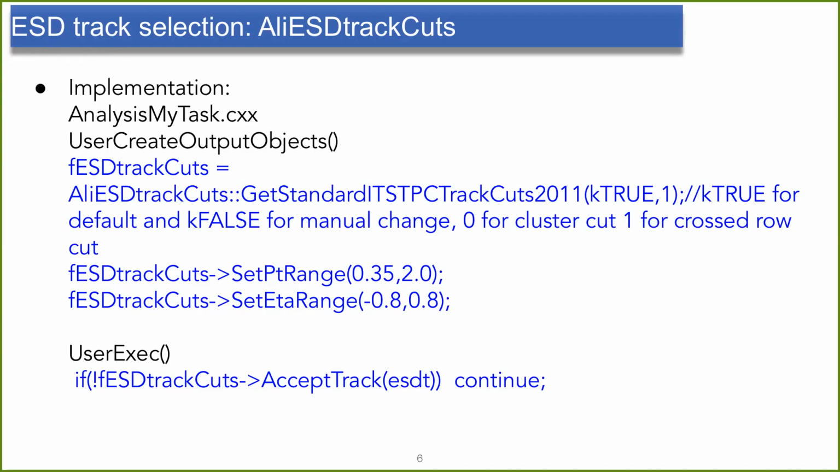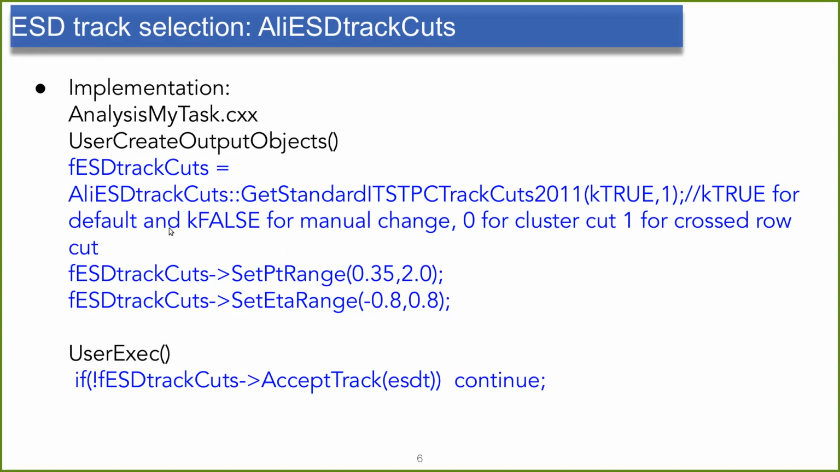Then one needs to define this cut, which set of cuts he wants to use, the 2011 cut or the 2010 cut, and if he wants to put some additional kinematic condition like eta and pt, all those things can be done in the user create output object function, where we generally define our output objects like histogram and tree that we are going to fill in our output file. So in that function of the .cxx class, one can also define which kind of track selection cuts he or she is going to use.